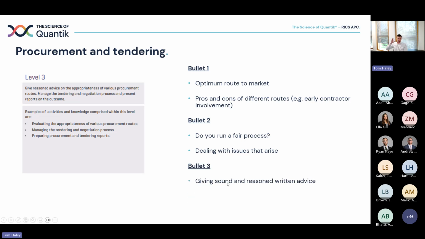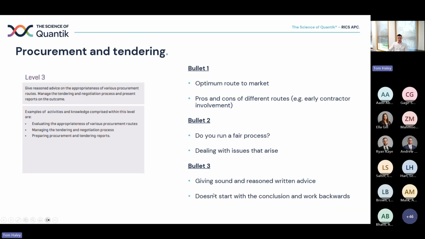And then bullet 3 is procurement and tendering report, giving sound and reasoned written advice. So we intend to appoint such and such to perform this particular scope of work, and we recommend them above other subcontractors because they presented the best value proposal, they had the best team, whatever. That is advice, and putting that into a report is what you'd be looking for in bullet 3.